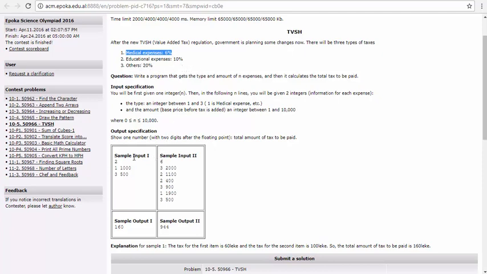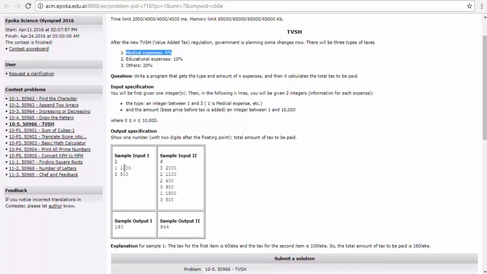In this program, you're going to type the number of products you're going to buy, and the price that you paid for each type of product. Let's say you type 2, and then you write first the type of the product. If you type 1, it stands for medical. Type 3 stands for others, and type 2 stands for educational.